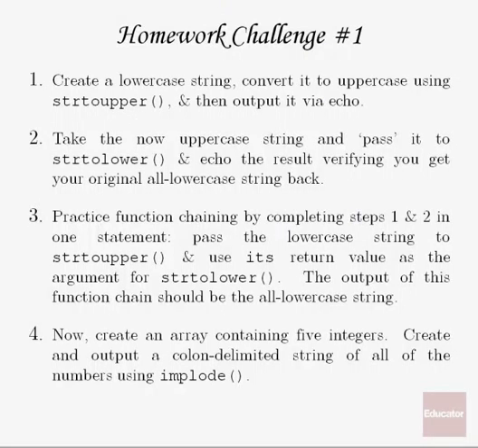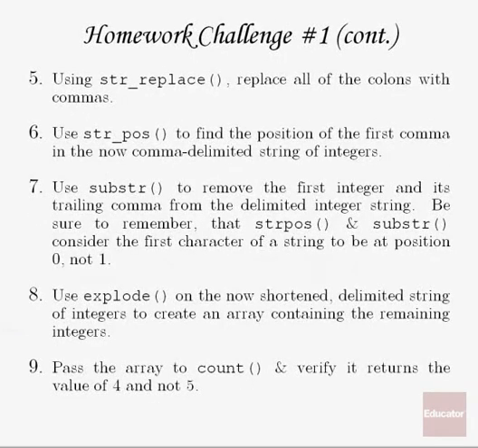So that's one of the things we're going to have you do, and then I'll have you create an array that just contains 5 integers, and use the implode function to create a string where the integers are separated by colons. And then, like we did in the course, I'll have you replace the colon delimiter with commas. And then we're going to have you use the string position function in a little bit different way than we use it in the course to find the position of the first comma in our now comma delimited string. And then we're going to use the substring function to remove the first integer in our comma delimited string. So we're going to have to remove the integer as well as the comma that precedes it.